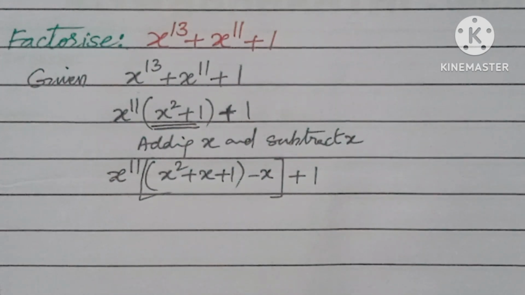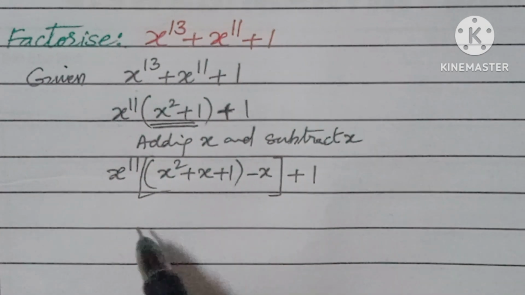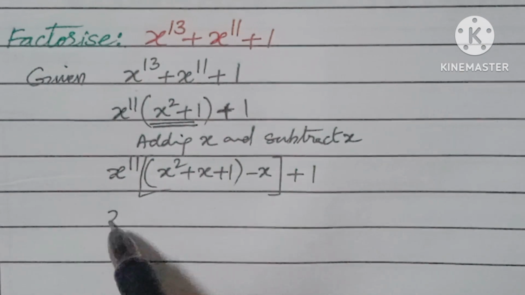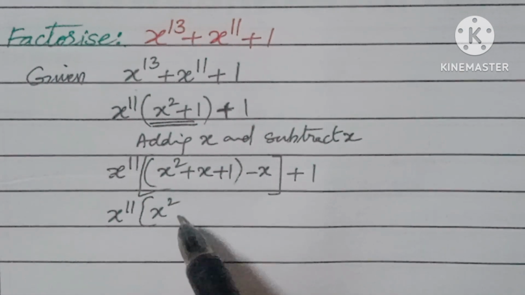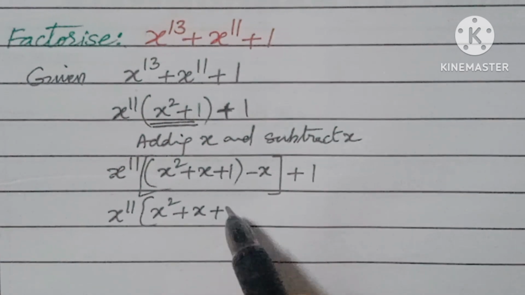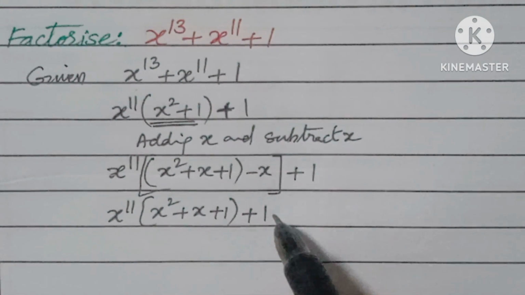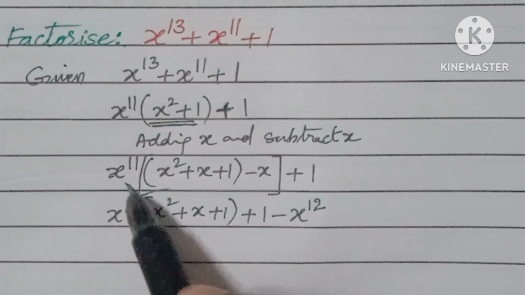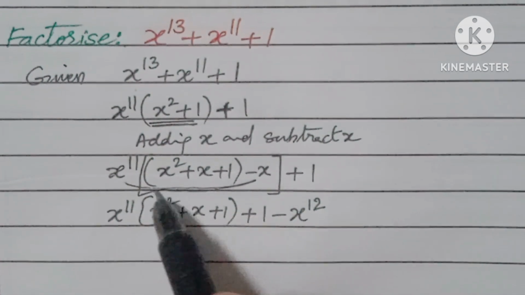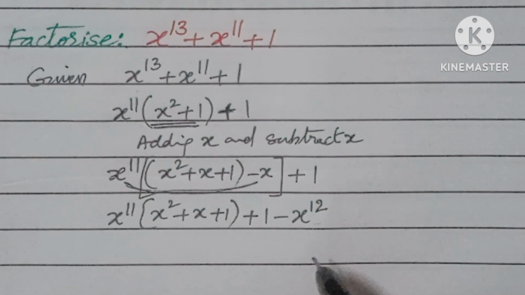So here, if you open the bracket, x to the power of 11 into x square plus x plus 1, plus 1 minus x to the power of 12. If you multiply these two, you will get x power 12 minus x power 12. I am writing it at last.